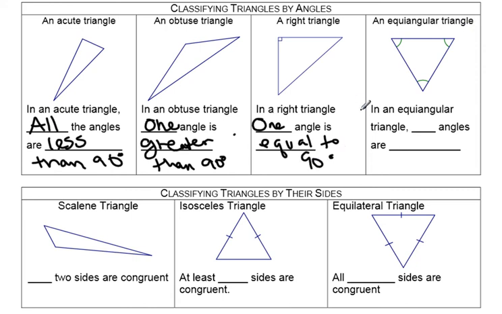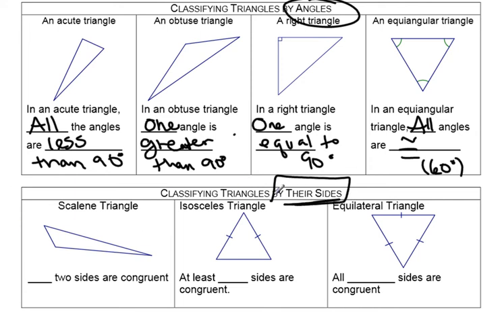And an equiangular triangle is going to have all the angles being the same measure, or congruent, and their measures are going to be 60 degrees each. That's how you classify a triangle by their angles. So make sure if I ask you to classify that you know what I'm referring to. Classify by angles or classify by sides.